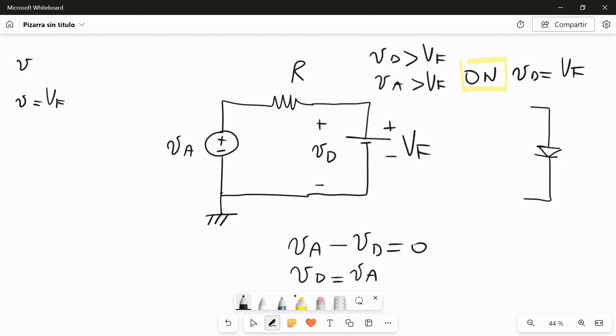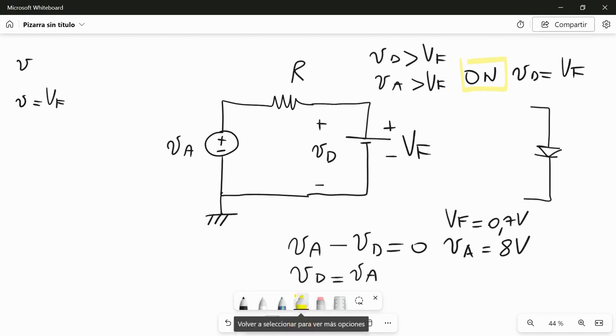Okay, so let's see what happened to this circuit in this case. Let's consider some real values. For example, VF is equal to 0.7 volt, which is the typical value of a forward voltage for a junction diode. And our VA is, let's say, 8 volt, for example. So we are satisfying this condition, okay? So this voltage is 8 volt. And in the previous case in which we removed the diode, the voltage seen by the diode is 8 volt.